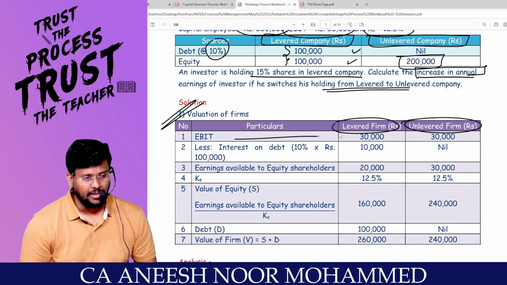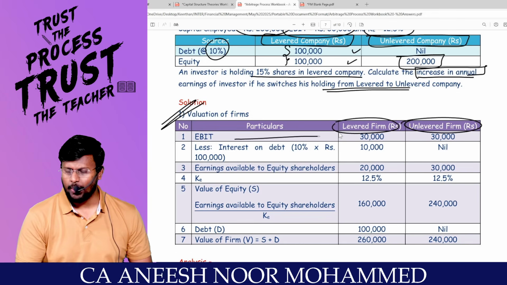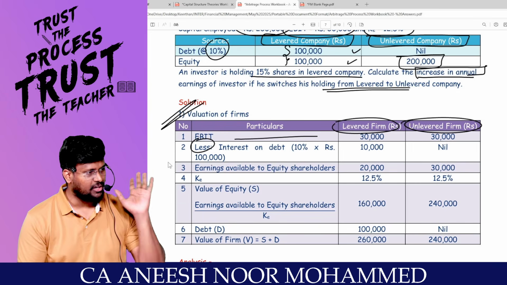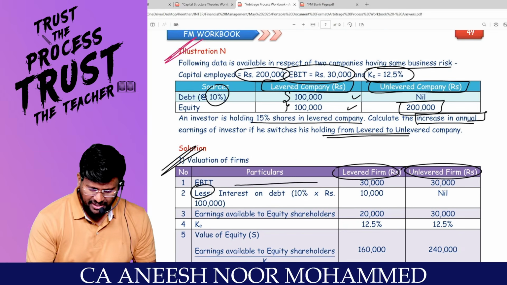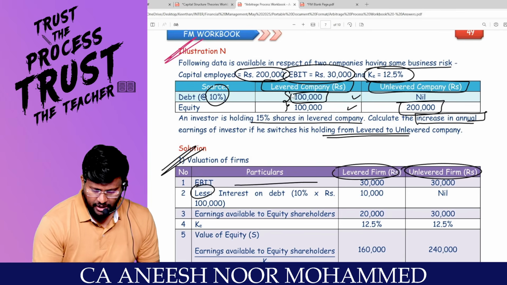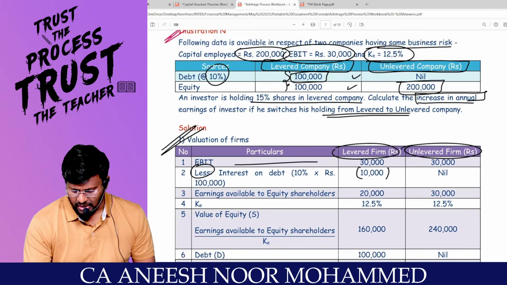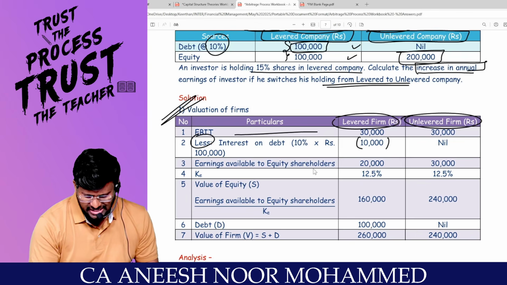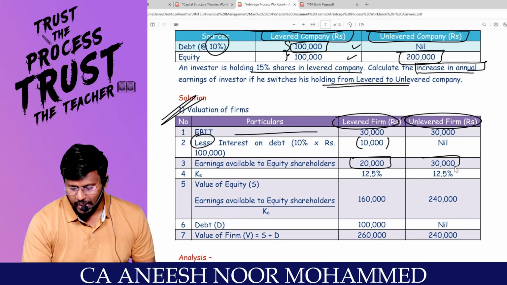What is the EBIT? 30,000, 30,000. Will both the companies have same? Yes, sir. Less interest. Only levered firm is liable to pay interest. Correct? Yes, sir. What is the debt? 1 lakh. 1 lakh at 10% comes to 10,000. Only for the levered firm you have to deduct it, not for the other. So earnings available to equity shareholder is 20,000 and 30,000.